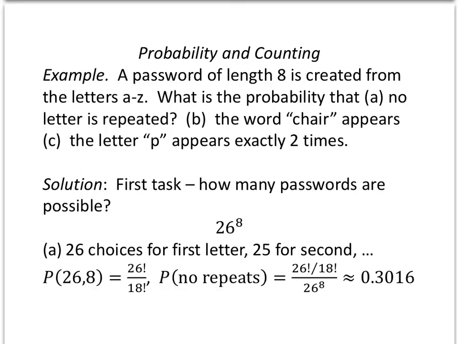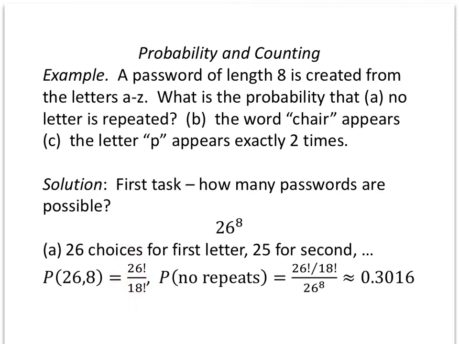And one way we can denote that, you may not be familiar with this notation, is it's 26 permute 8. That's one way to look at it. One way to denote this is 26 factorial divided by 18 factorial. What do we mean by factorial again? Remember, that's the product of all integers from 1 up to that number. So we go from 1 to 26. We multiply all those numbers.